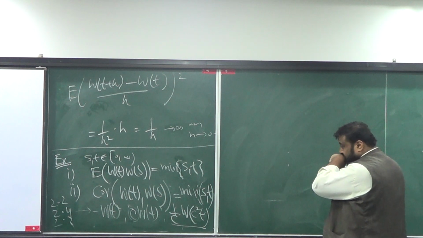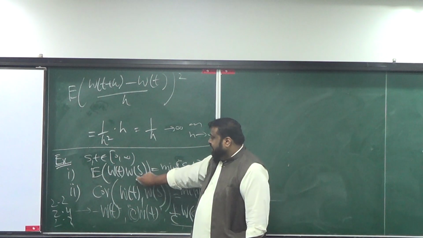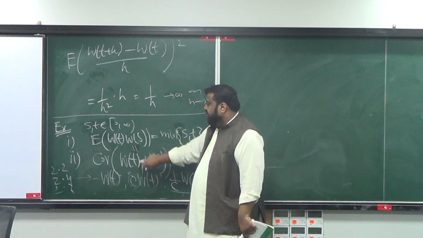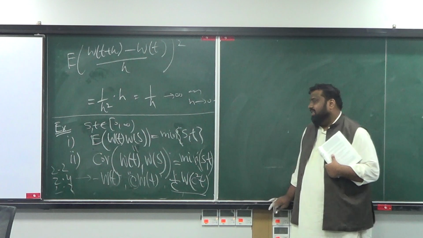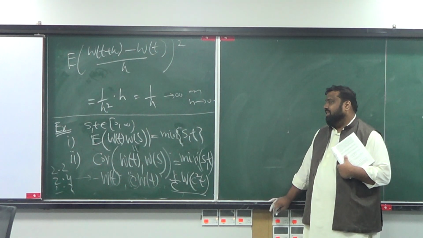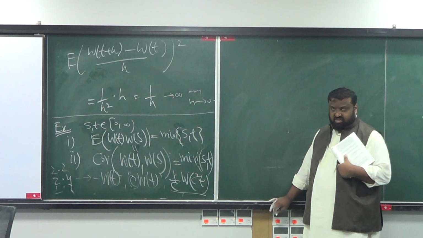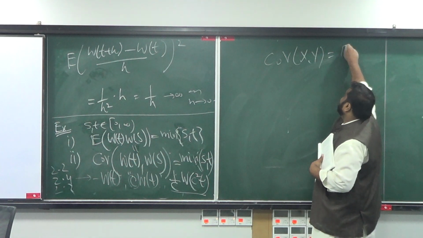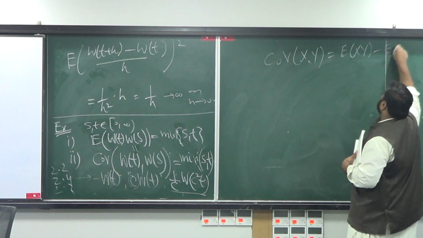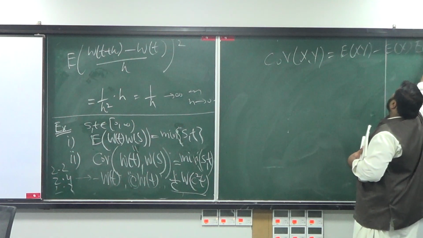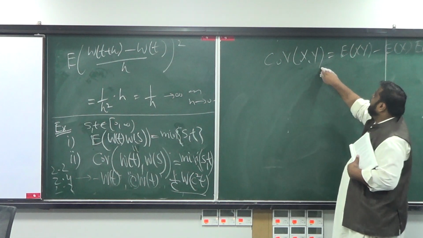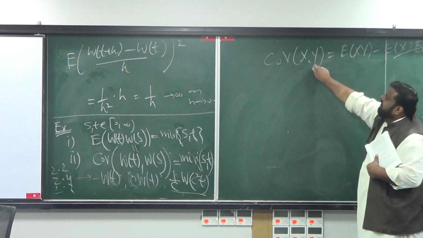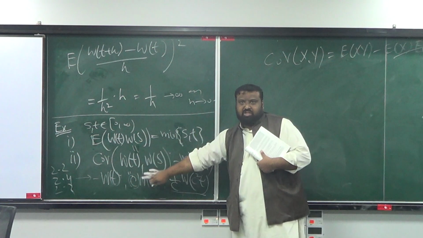Why I'm writing it? Isn't that the covariance and the expectation of this W_t W_s must be same? I think it should be same. Why? Because what is the covariance of two random variables? The covariance of X and Y is expectation of XY minus expectation of X times expectation of Y. So if you have the covariance of W_t and W_s, this is already 0. And this is same actually. So okay, these two are not two different things but same thing actually.